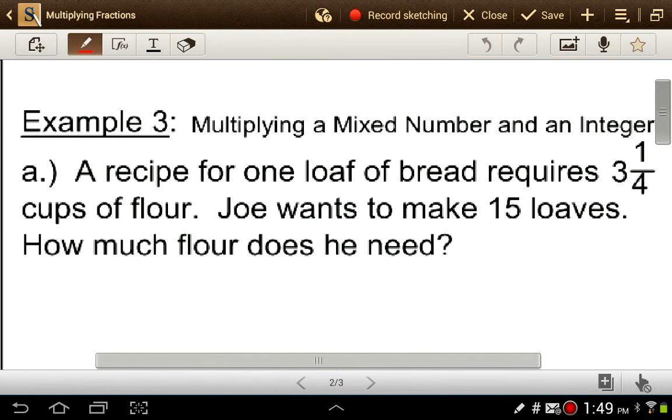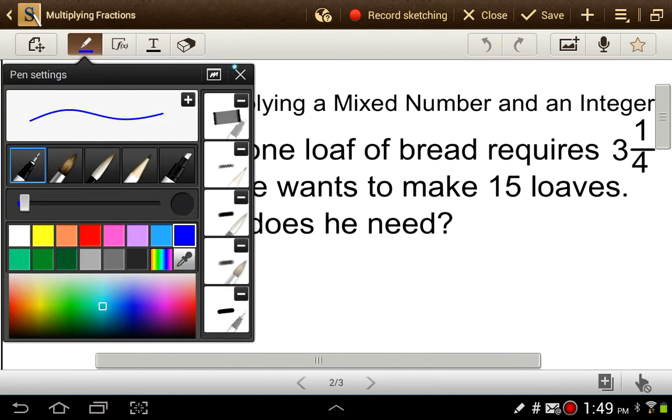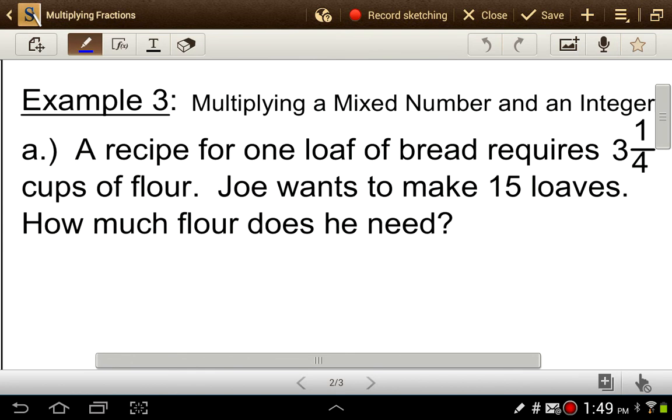Moving on to my next page, we're going to do multiplying a mixed number and an integer. Go back to my blue pen here. To multiply a mixed number and an integer, I have a word problem here. A recipe for 1 loaf of bread requires 3 1/4 cups of flour. Joe wants to make 15 loaves. How much flour does he need?